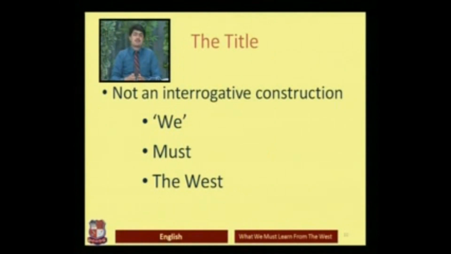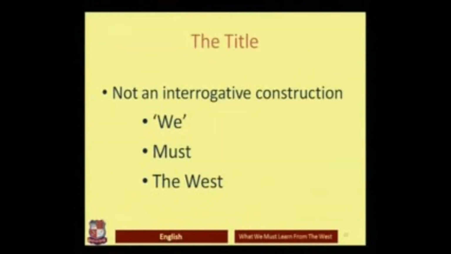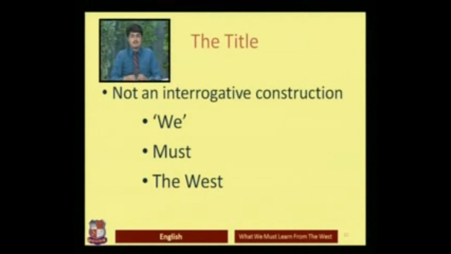The question is, who does this word we refer to? And apparently, as you read in the passage, you realize that we actually refers to India, we the Indians. Must, you have learnt in your modal auxiliaries chapter that must refers to a sense of obligation and a sense of compulsion.